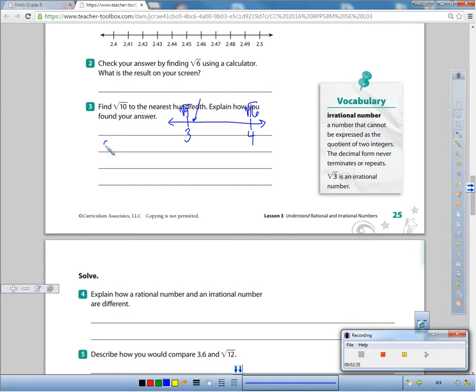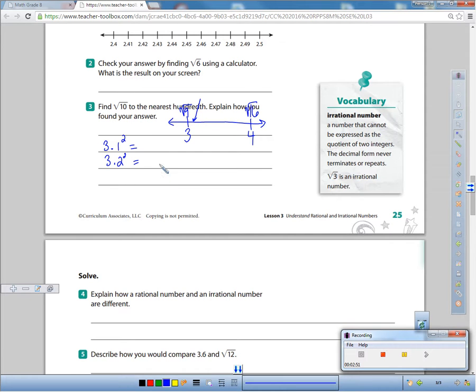You could then square, so 3.1 squared. Okay, and see what you get there. Then you could do 3.2 squared, and you're looking for which one is going to give you as close as you can get to the square root of 10. Okay, so we're looking for as close to 10 as we can get here. When you do that, you'll find that, yeah, it's between those 2 numbers.